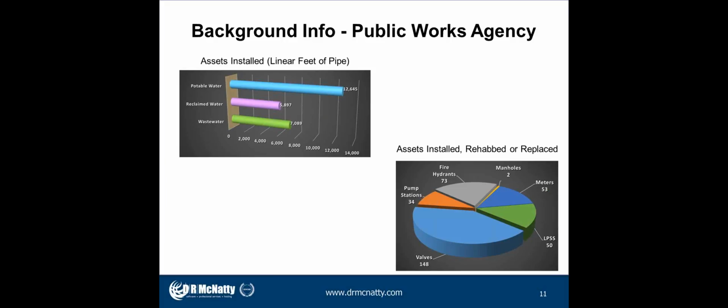There's a little more of the information that they're tracking. Again, they've broken it down into the linear feet of pipe that they've installed through the year for potable, reclaimed, and wastewater. The bottom graphic talks about the assets installed, rehabbed, or replaced: fire hydrants, pump stations, valves. This graphical information is great, but again, it was being done manually. And that was one of the things they were looking for us to help them with, to get this information in an easier format, basically to be automated.